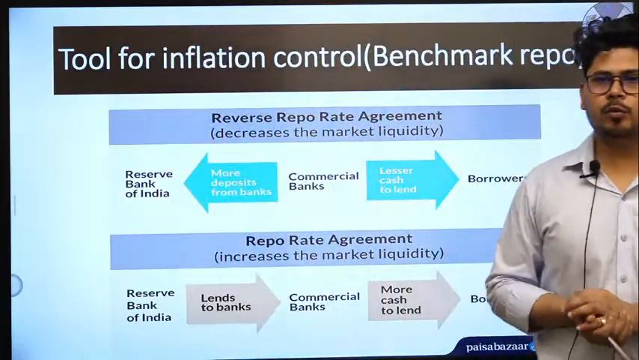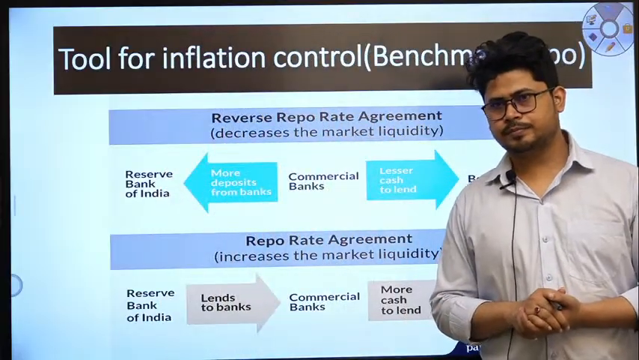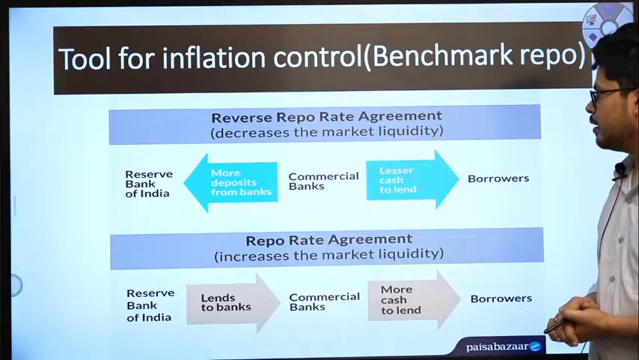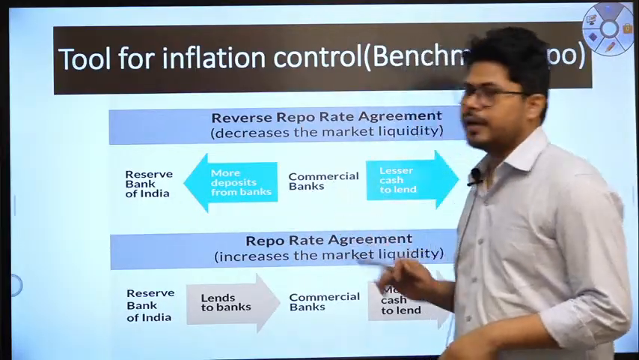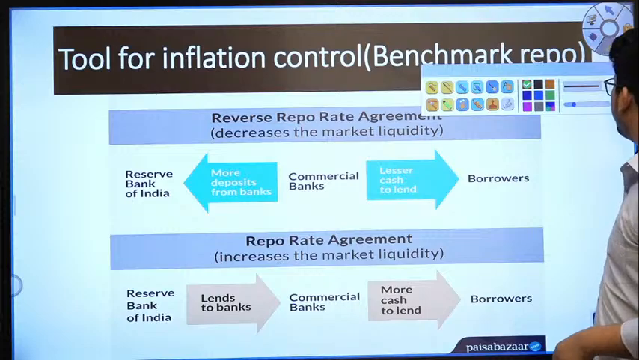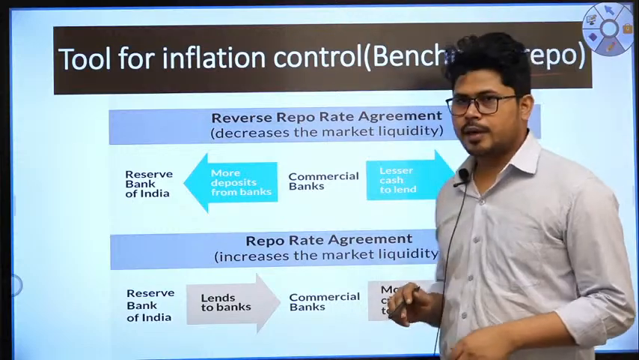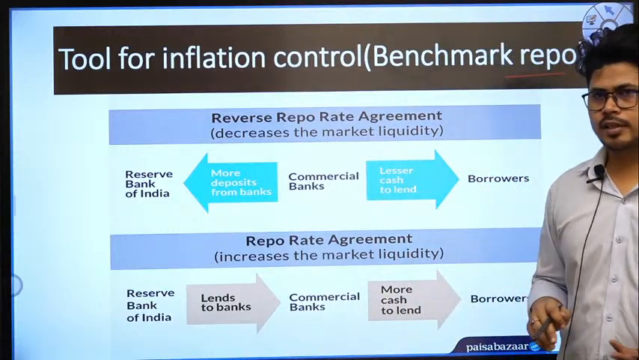तो benchmark repo rate was the tool for inflation control. benchmark repo rate क्या है? RBI and a commercial bank, ठीक है. Repo rate, what is repo rate? Repo rate is repurchase obligation, ठीक है.